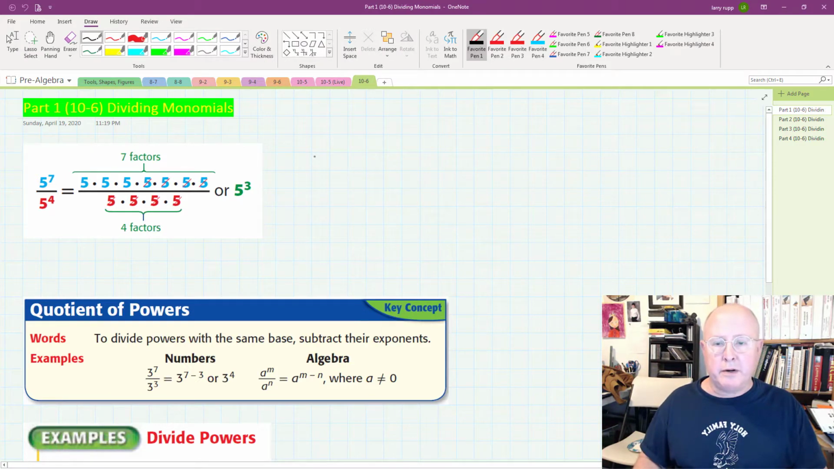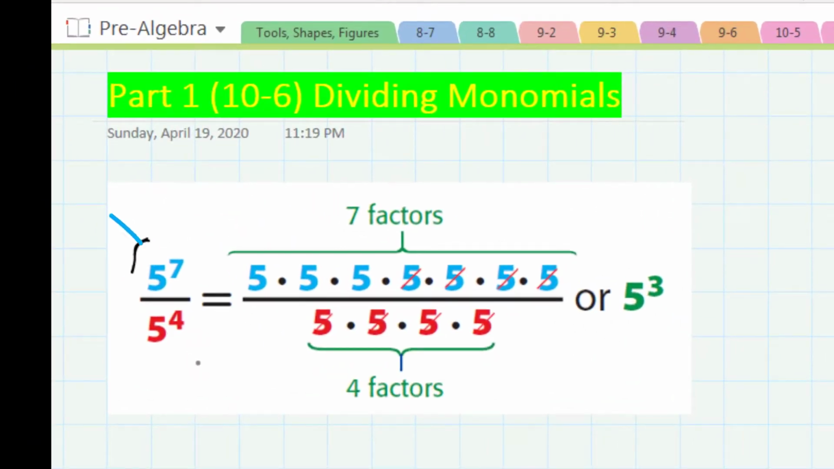Looking at our example here, we're talking about dividing monomials, and we look at 5 to the 7th power being divided by 5 to the 4th power. Let's write this out as a big giant fraction. 5 to the 7th means that 5 is multiplied together 7 times: 1, 2, 3, 4, 5, 6, 7. There they are in blue. And down below in the denominator, 5 to the 4th means 5 is multiplied together 4 times: 1, 2, 3, 4.